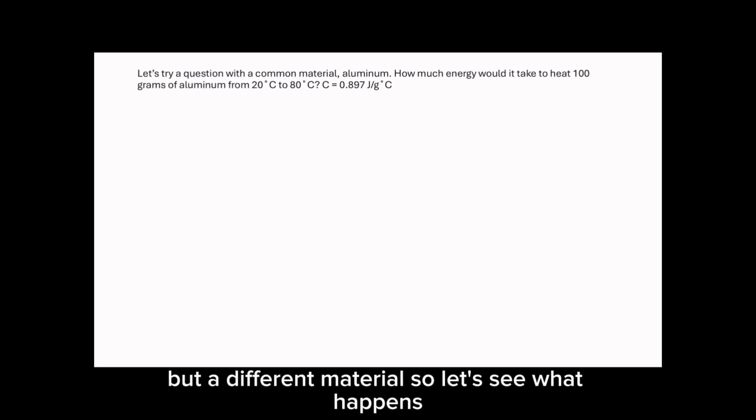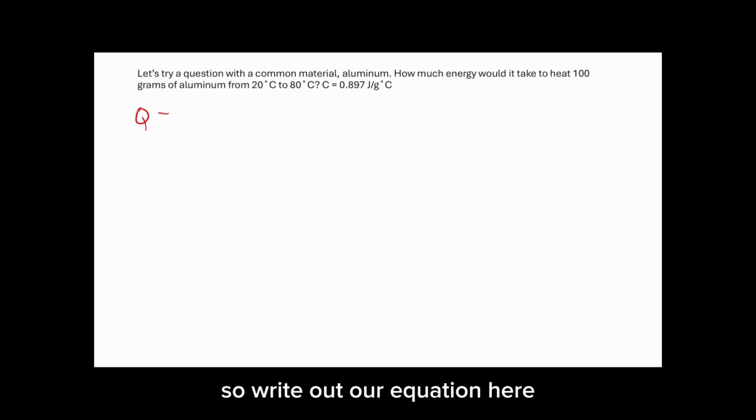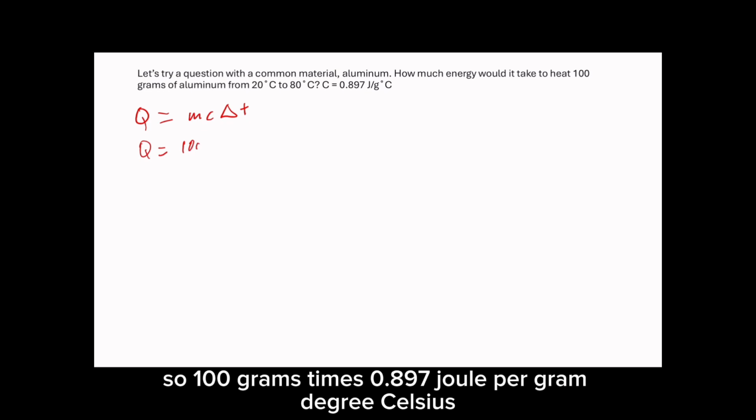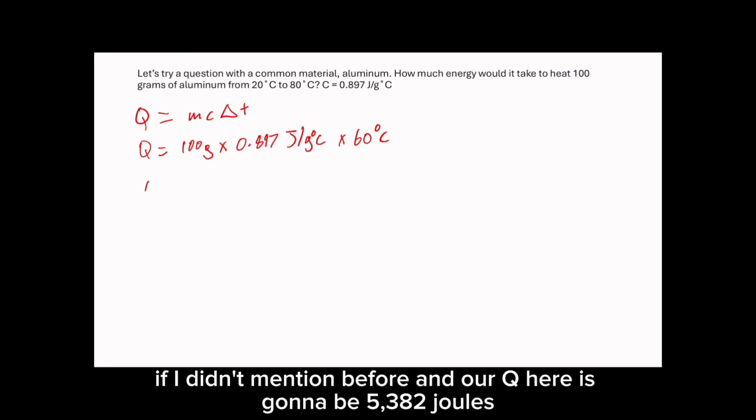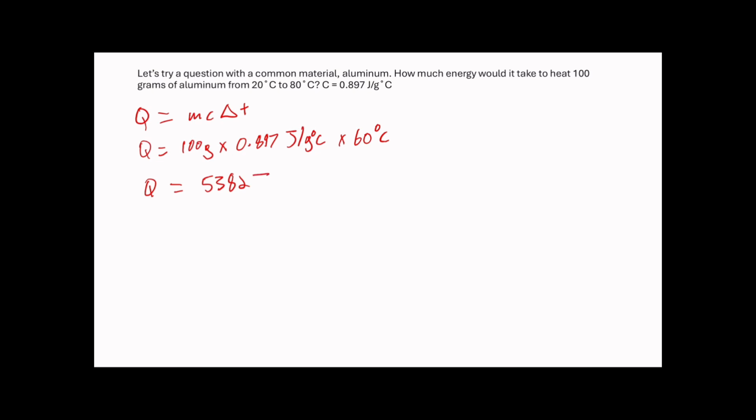So let's see what happens. We'll write out our equation here, and then we'll write out what we've got. So 100 grams times 0.897 joule per gram degrees Celsius times 60 degrees Celsius, which is our delta T again, if I didn't mention before. And our Q here is going to be 5,382 joules.